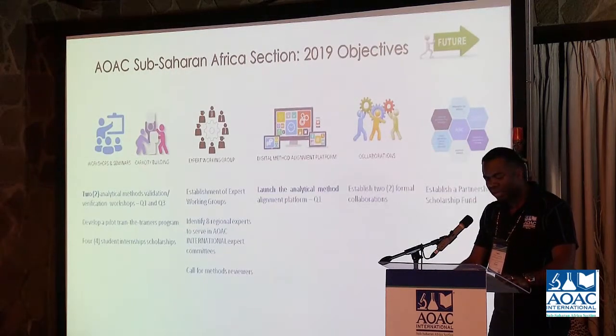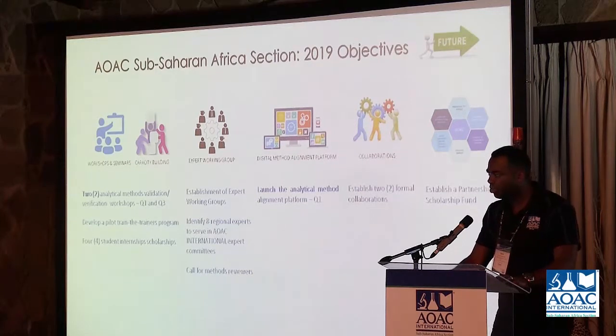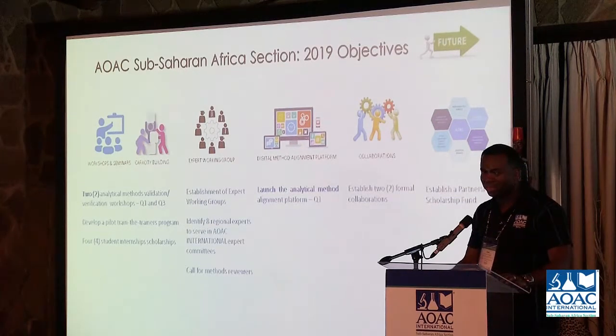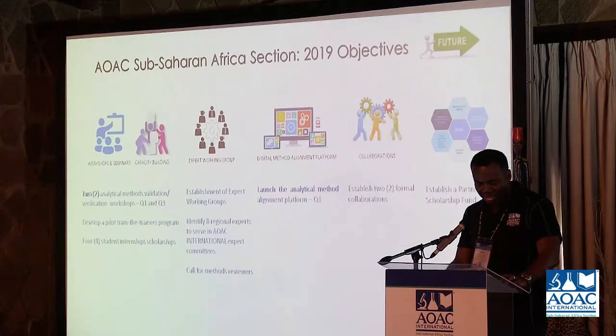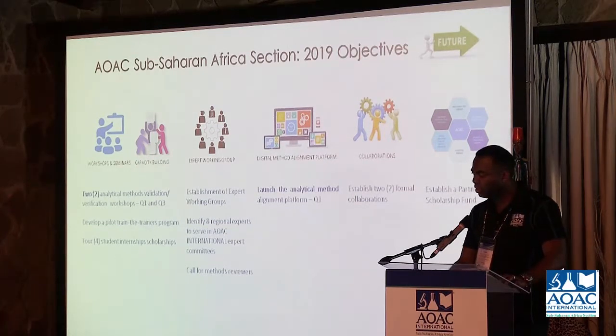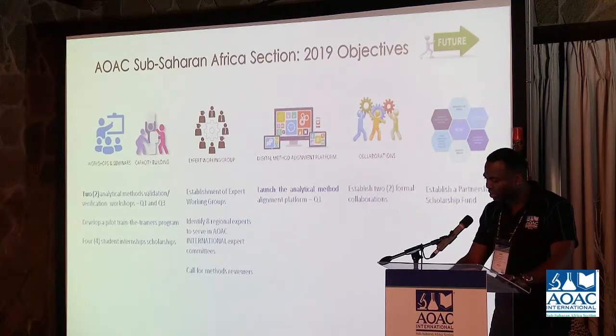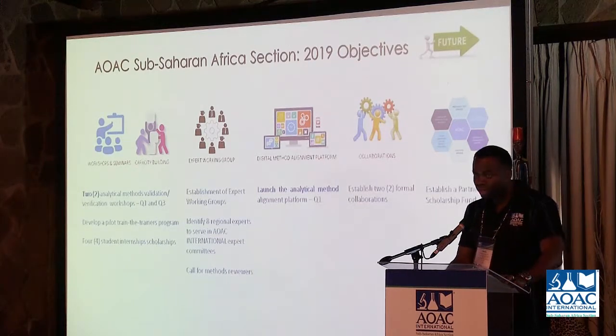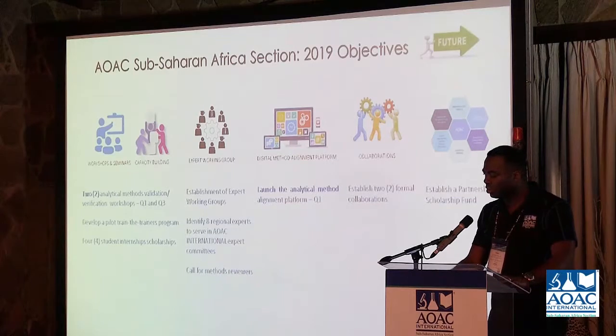In terms of our objectives for 2019, I think we like to do things ambitiously. This meeting was an ambitious plan. I think this gives us the confidence that we could achieve these in 2019. We aim to have two analytical methods validation and verification workshops, one in Q1 and one in Q3. We aim to develop a pilot trainer program with collaborators, and we will provide you more information on this going forward. And we aim to support 4 students' internship scholarships.